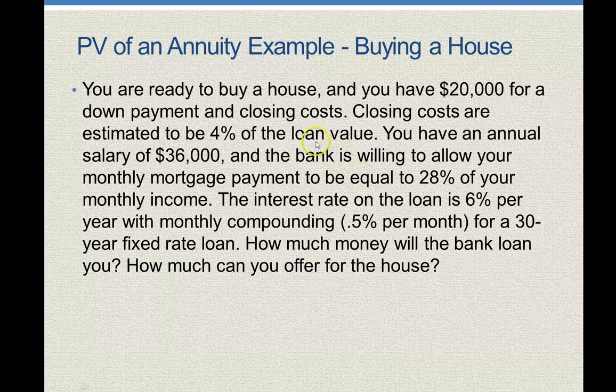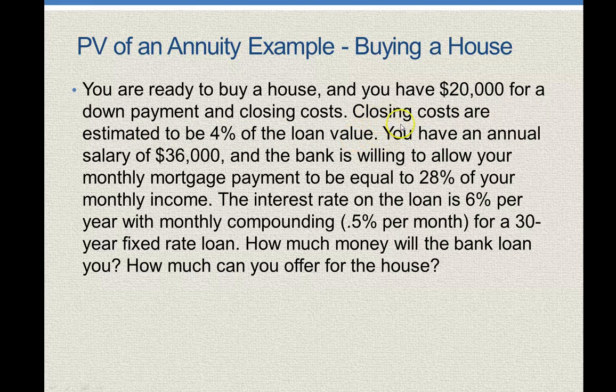So let me read the setup. You are ready to buy a house, and you have $20,000 for a down payment and the closing costs. You can imagine this $20,000 is like your savings. The closing costs are estimated to be 4% of the loan value.